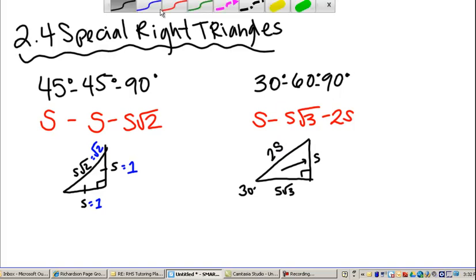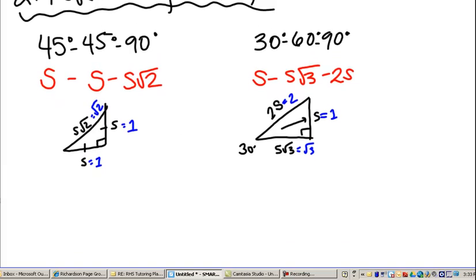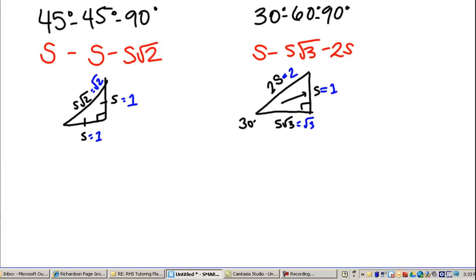Again, if I'm going too fast, press pause and make sure you write this down. Okay, so this is my 1, this is my square root of 3 side, and this is my 2 side. Okay, so the blue is the pre-cal notation. Okay? So, let's do some examples.